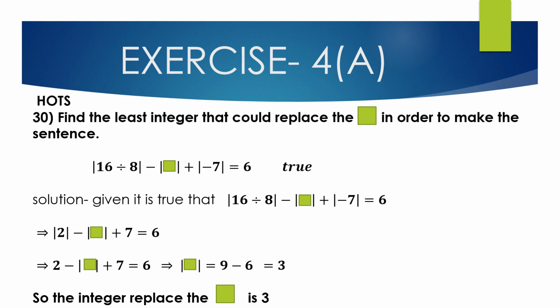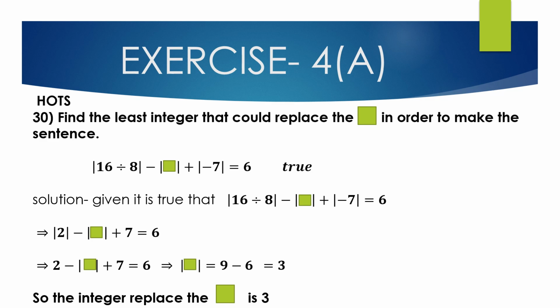Now we solve question number 30, a HOTS question. Find the least integer that could replace the box in order to make the sentence true. The sentence is absolute value of 16 divided by 8 minus absolute value of box plus absolute value of minus 7 equals 6. We have to find this box, and first we find the left hand side value, which is equal to 6.